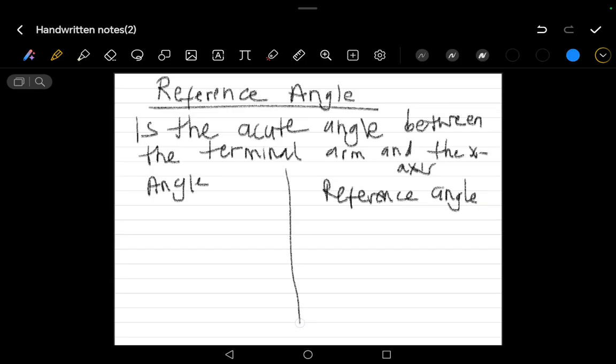So let's say we have 120 degrees. The reference angle for 120 is going to be 60. The reason why, when we say sine 120, we get the same value as when we say sine 60. That's what we're talking about when we say reference angle. When we say sine 135, you get the same answer as sine 45.